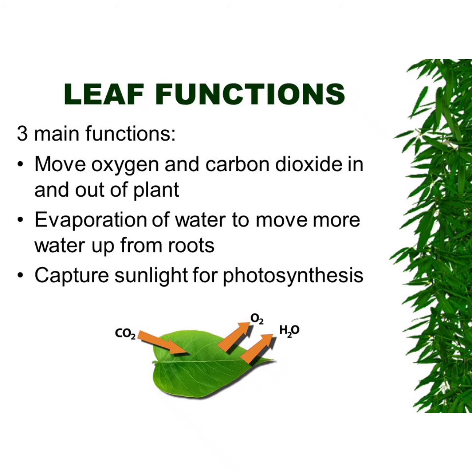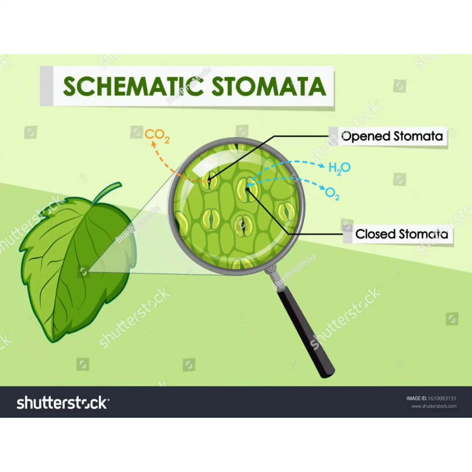And coming to the functions, the leaf helps in the photosynthesis process, and thus it acts as the kitchen of the plant. That means the food which is prepared by the plant is synthesized or produced in the leaf. Leaf contains different structures. Under the leaf, small openings called stomata are present.